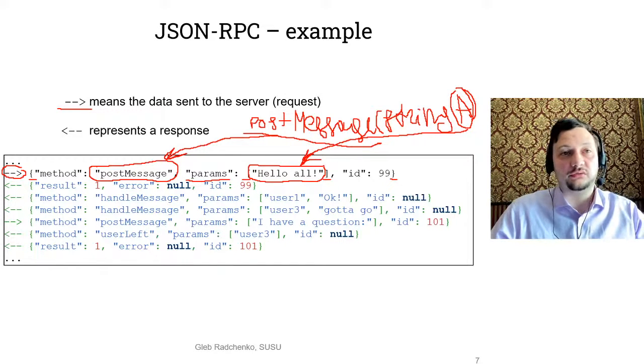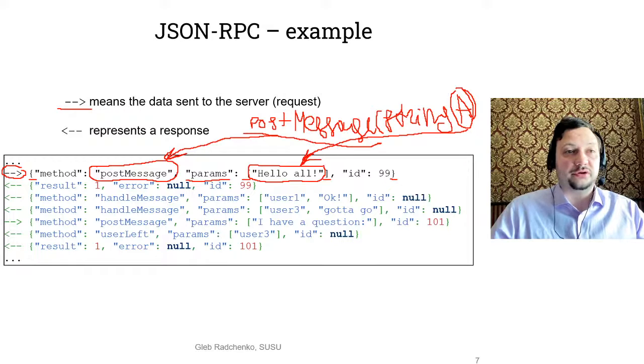So right now, when the server sees this string as an incoming string to the JSON-RPC, he understands that our client wants to invoke the postMessage method, and he sends here one parameter, a string. And as the value of the string, he sends hello all. That's good.